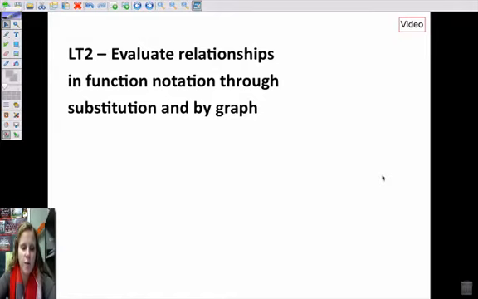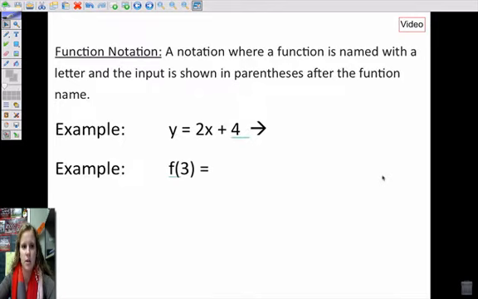Right, this is our unit on functions. Learning target 2 is to evaluate relationships in function notation through substitution and by graph. So we're going to get into the tricky part of functions, and that's the hardest part of all: just accepting the change to function notation.